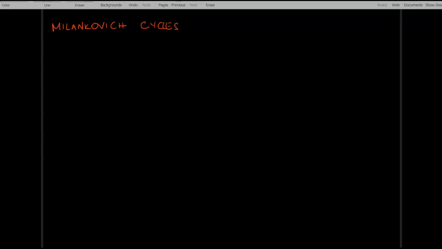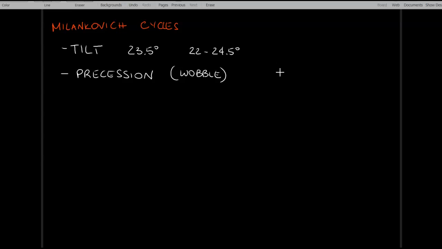Right? We have the change in tilt. Currently we are at 23.5 degrees, but that tilt is going to vary over time from about 22, and it can go to 24.5 degrees, right? So that tilt is going to change. The second part of the Milankovitch cycles has been the wobble of our planet. Right? So we have our precession. So that's the wobble of our planet.